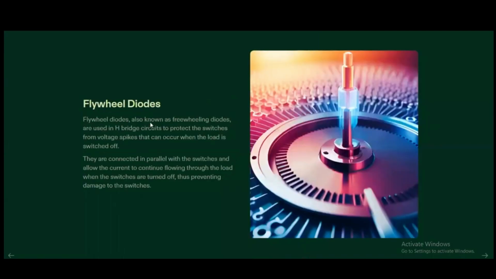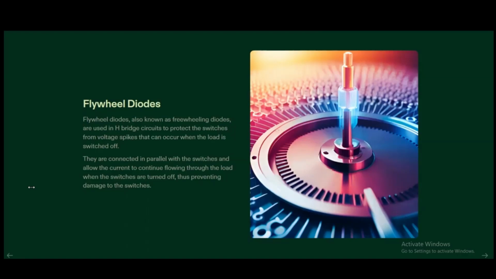Flywheel diodes, also known as freewheeling diodes, are used in H-bridge circuits to protect the switches from voltage spikes that can occur when the load is switched off. They are connected in parallel with the switches and allow current to flow through the load when the switches are turned off, preventing damage to the switches.